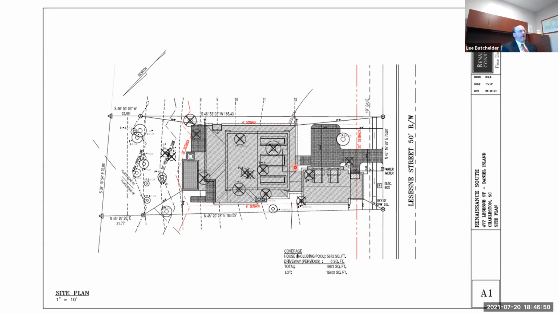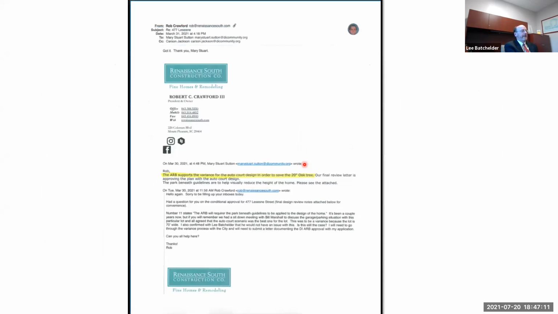And so they have come up with this plan to locate their garage here with the frontage along the front setback line for the ordinance on Daniel Island, and then work around this tree with their driveway. And this plan has received the approval of the Daniel Island ARB. This is an email response from Mary Stewart Sutton, who is the administrator for that Daniel Island ARB, indicating that they support the auto court design, as they call it, to save that 20-inch oak tree. So they've given their blessing.